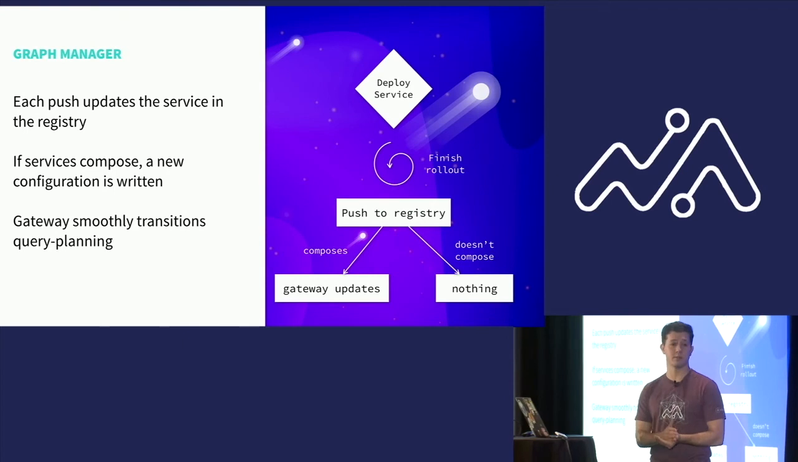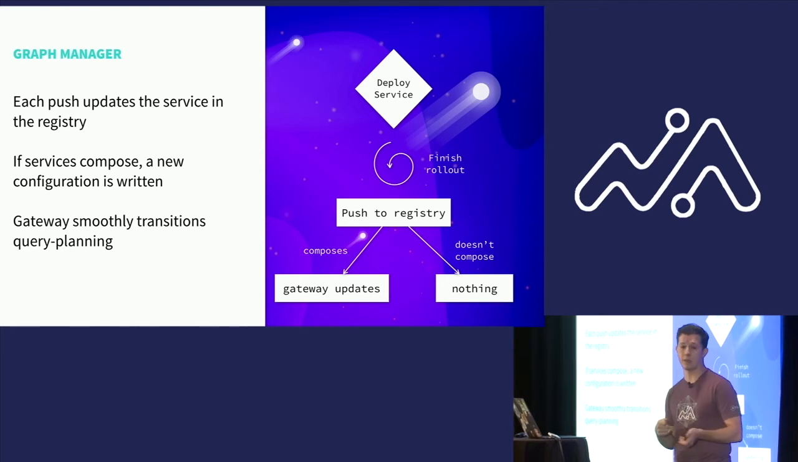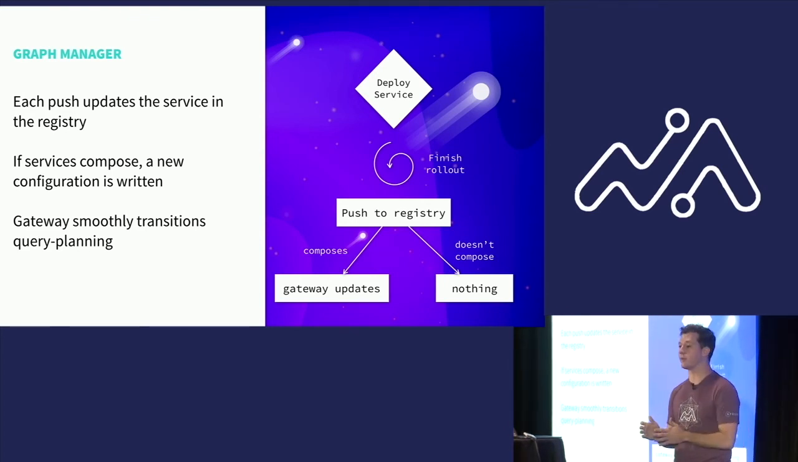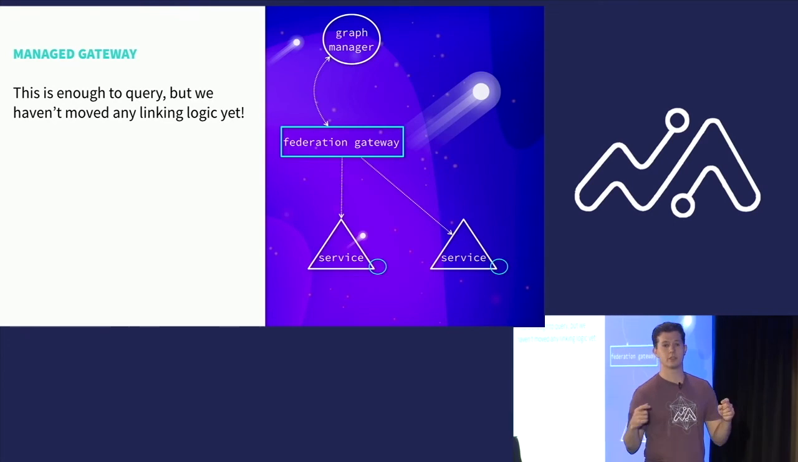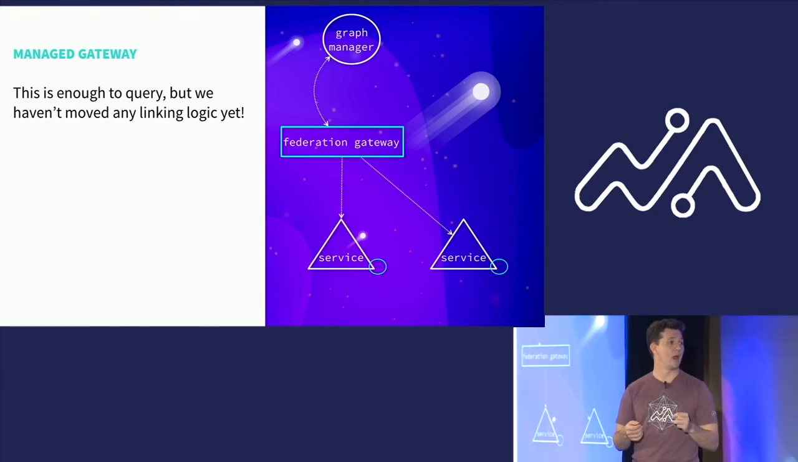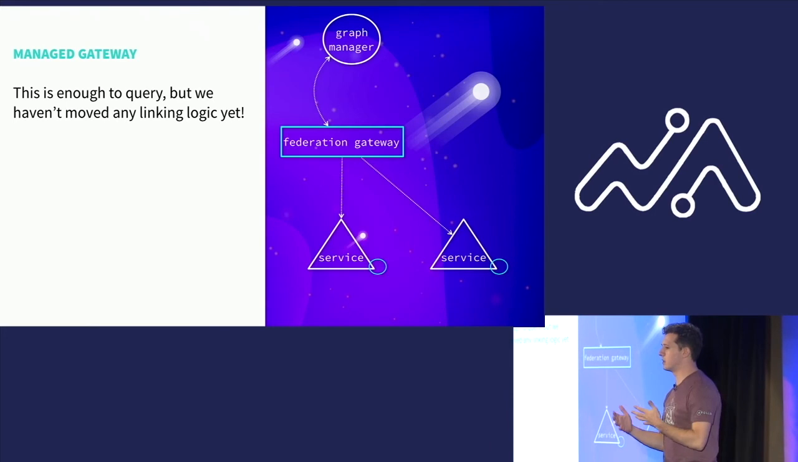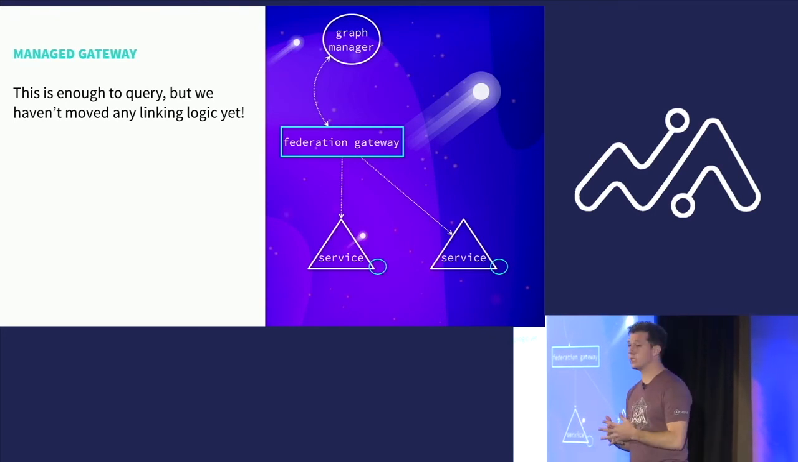If it does compose, then the graph manager will go ahead and write out a configuration that the gateway dynamically picks up, and it smoothly rolls over new traffic, making sure that any new queries that come in are planned with the new configuration, and any in-flight requests are properly resolved. So once we've set up the graph manager and the gateway, we've set up our ability to push services into, in our case, a service registry, and that updates the gateway automatically. What we have is a managed gateway, and it's actually enough to query.